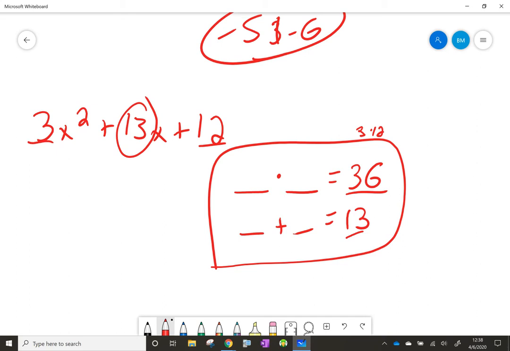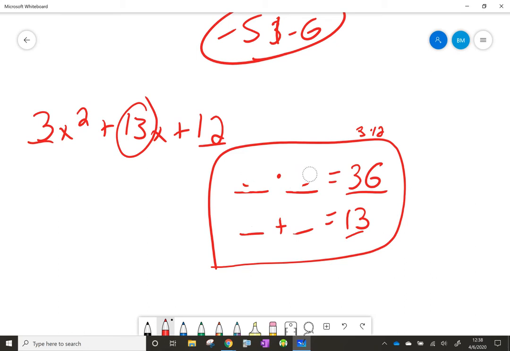Now there's, again, some options. You can practice, play around a little bit, but let's see, 36. I know that 18 times 2 is 36. However, 18 plus 2 is not 13. So I can't use that. Some of you are going to be faster at this than others, and that's okay. Let's think about 3 and 12. 3 times 12 makes 36. However, 3 plus 12 does not make 13. So I can't do that.